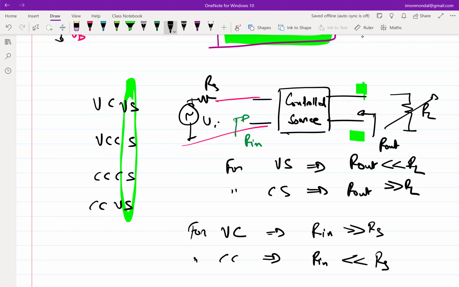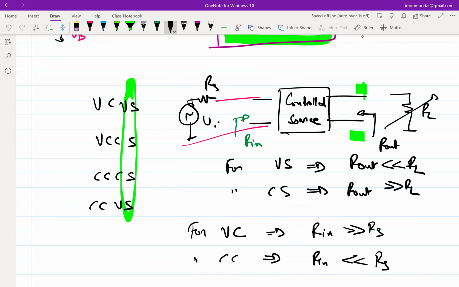source? When I say current control, it should be dependent on whatever current is coming from the source. So what is the maximum current that a source can give? If Rin is zero, that is the case where the source can give the maximum amount of current. Just like in a voltage control source, you wanted the maximum voltage to appear across the input port, for a current control case, you would like the maximum current to go into the input port. If Rin is zero, then the maximum current will be VI over RS. Right? And then something happens inside the control source. Whatever happens will be later, but at least the port relationship we should be clear about.